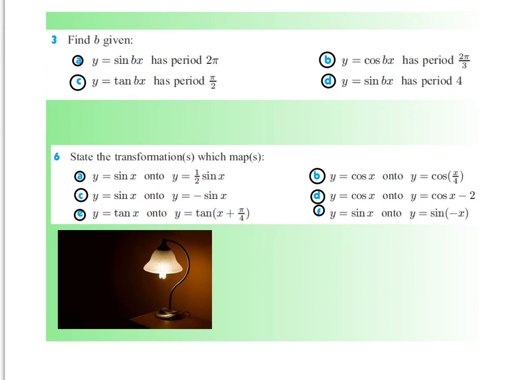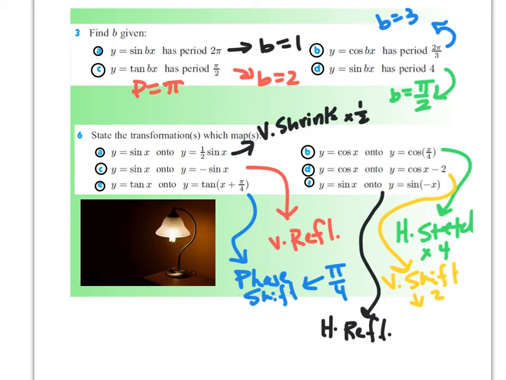Alright, so take a moment here and see if you can identify what's going on with these 10 problems. And identify B in the first 4, and then identify the transformation that's taking place, either horizontal stretch, horizontal compression, vertical stretch, vertical compression, reflection, either horizontally or vertically, and so on. Okay, check your answers here. I want to highlight just a couple of these.